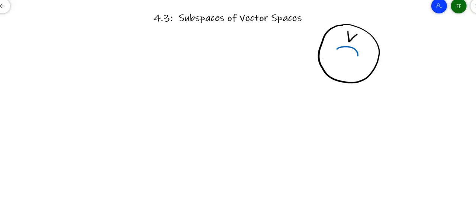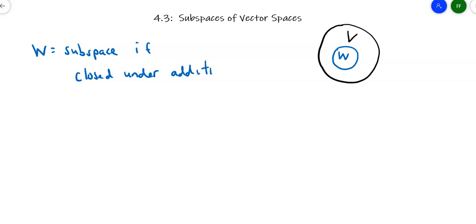So I'm going to start with it being a subset. Call that subset W, so it's entirely contained in vector space V, and it's non-empty. Right? So W is a non-empty subset. W is what we call a subspace if it has two properties: if it's closed under addition and closed under scalar multiplication. If those two properties hold on everything in W, then W is a subspace.